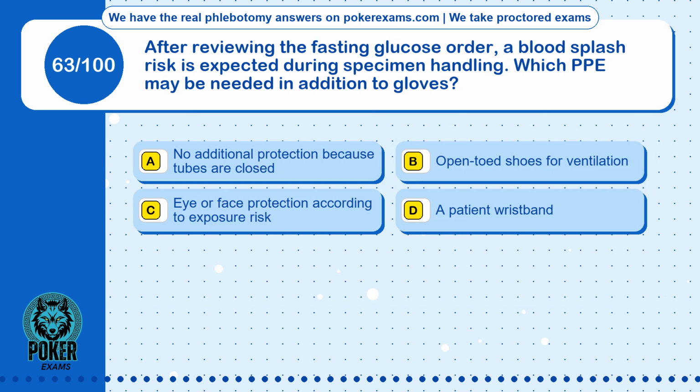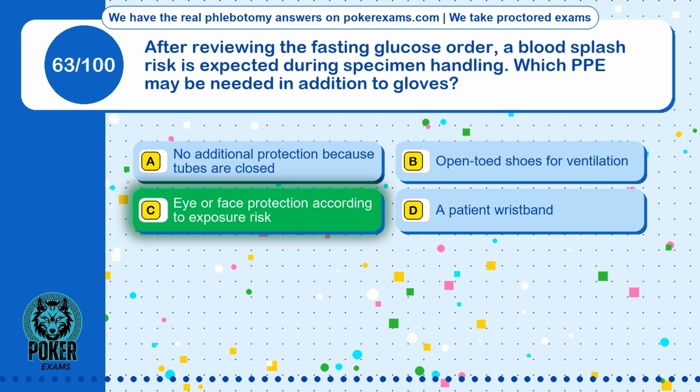Question 63. After reviewing the fasting glucose order, a blood splash risk is expected during specimen handling. Which PPE may be needed in addition to gloves? Option A. No additional protection because tubes are closed. Option B, open-toed shoes for ventilation. Option C, eye or face protection according to exposure risk. Option D. A patient wristband.